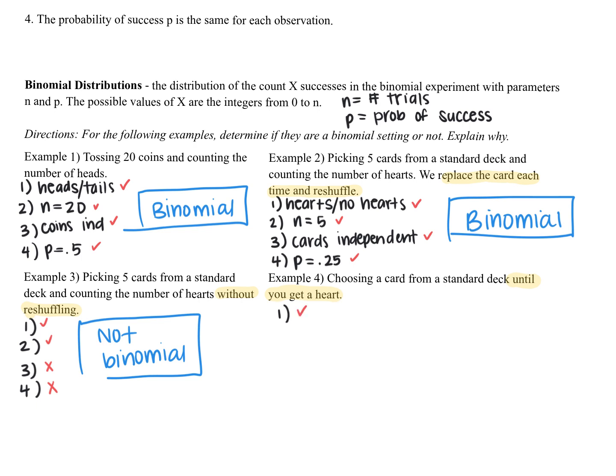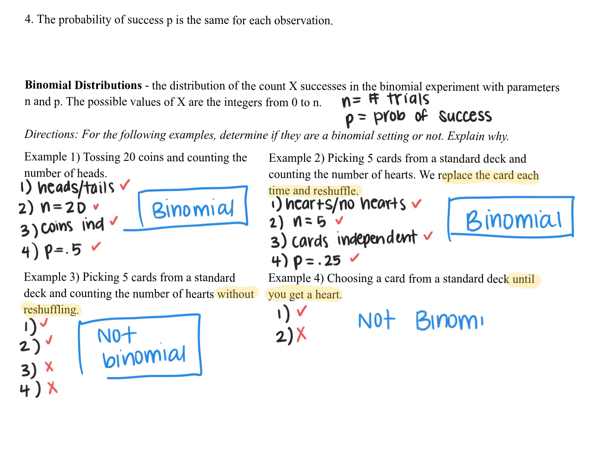But the second condition is no longer met because we don't have a fixed number of trials here. Because we're going until we get a heart, that could happen on the first draw. Maybe it happens on the 30th draw. Like, who knows at what point it's going to happen. So this is no longer binomial.